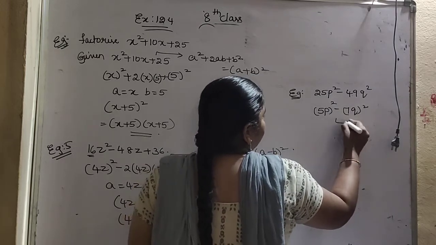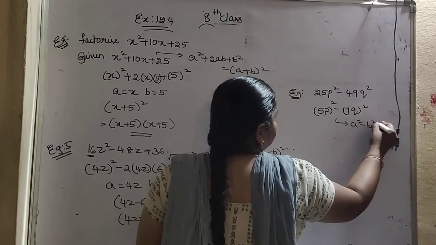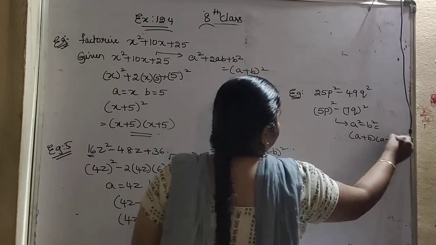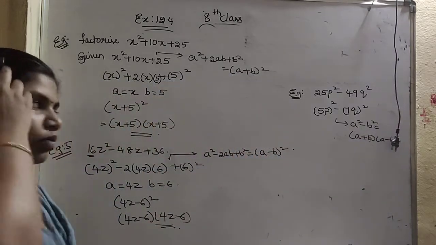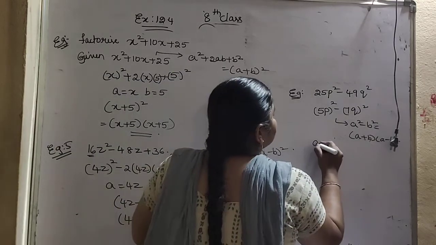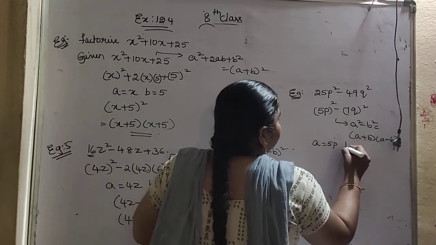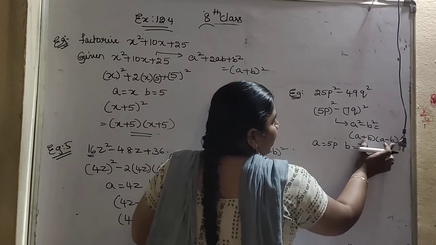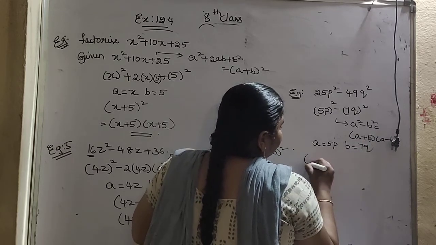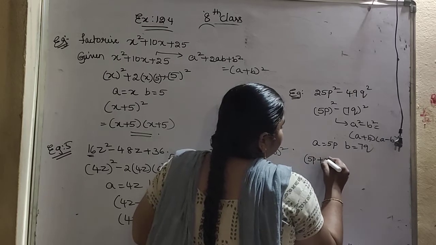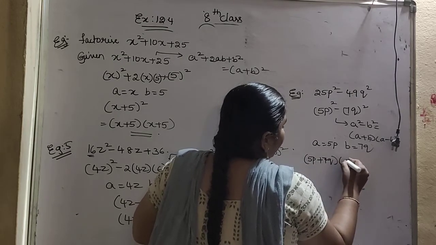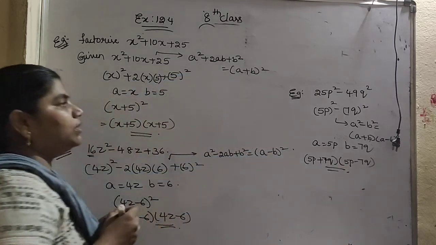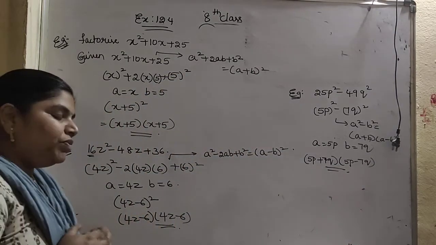So this is in the form of a square minus b square, so we can write it in the form of a plus b into a minus b. We have to convert now. The a value is 5p and the b value is 7q. So we write it in this form, that is 5p plus 7q and 5p minus 7q. So these are the 2 factors for example number 6.